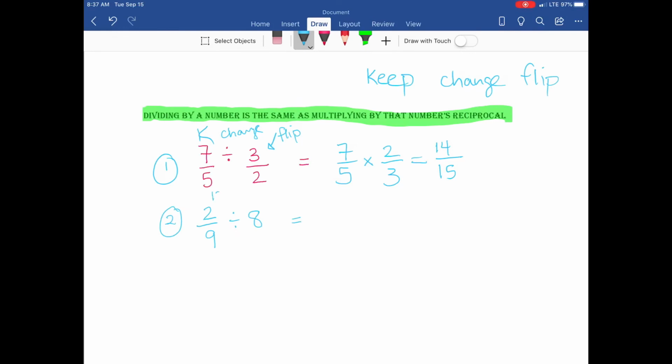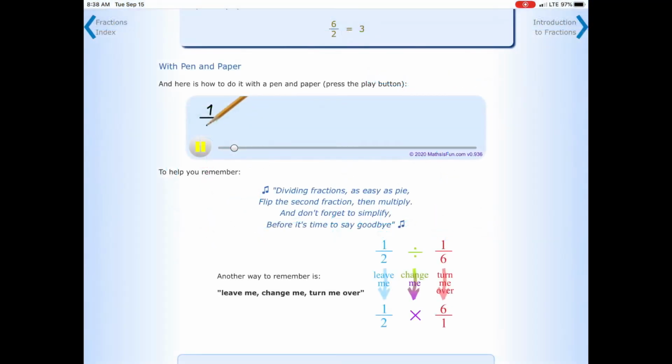On a roll, on a roll. So let's do the same here. You see 2/9 divided by 8. And for our purposes, let's call that 8 over 1. So we're keeping, we're changing, we're flipping. Keep 2/9. Change division to multiplication, and I flip 8 over 1 so that it's 1 over 8. And then I multiply through, top times top, which is 2 times 1, over 9 times 8, which is 72. And if I wanted, I can use Desmos, or I can simplify that to 1 over 36.